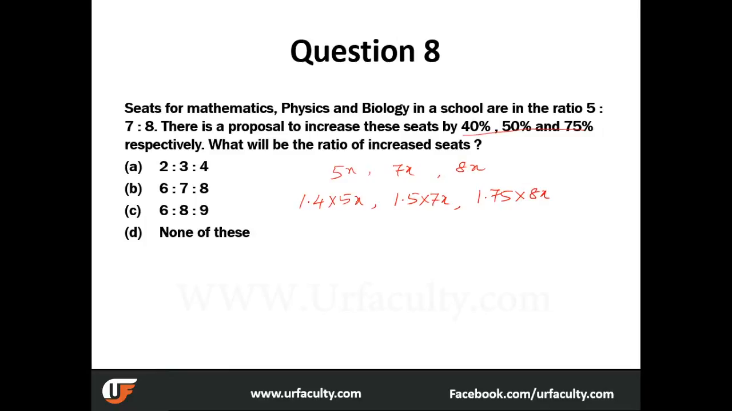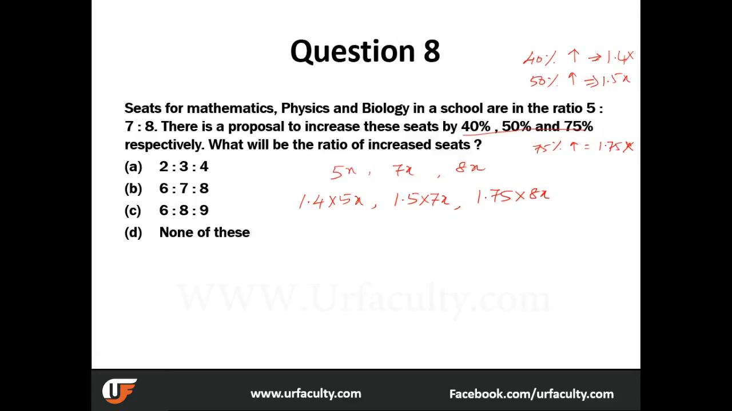Same concept. A 40% increase means you have to multiply it by 1.4. A 50% increase, you have to multiply it by 1.5. And a 75% increase, you have to multiply it by 1.75. Right? So that's what you have done here: 1.75 into 8x, 1.5 into 7x, and 1.4 into 5x. The answer is right in front of your eyes.